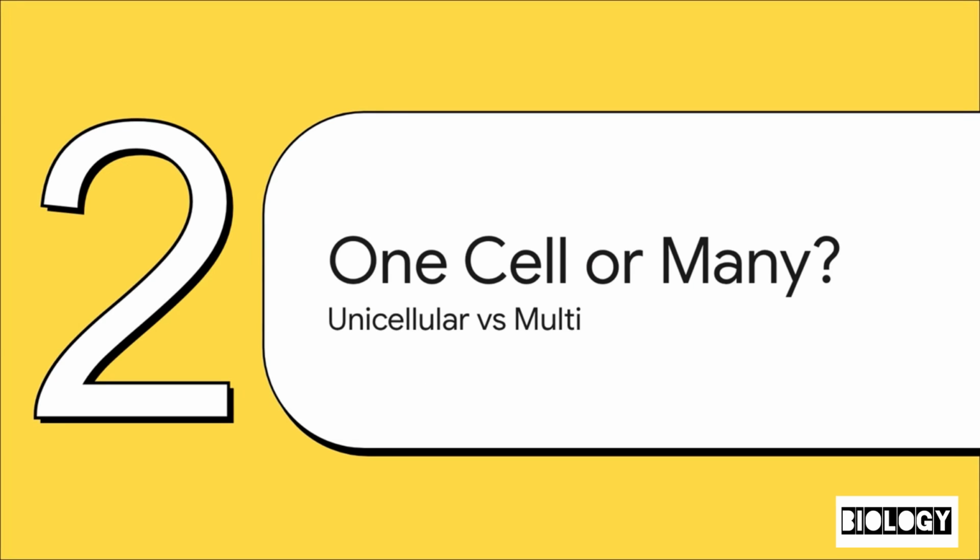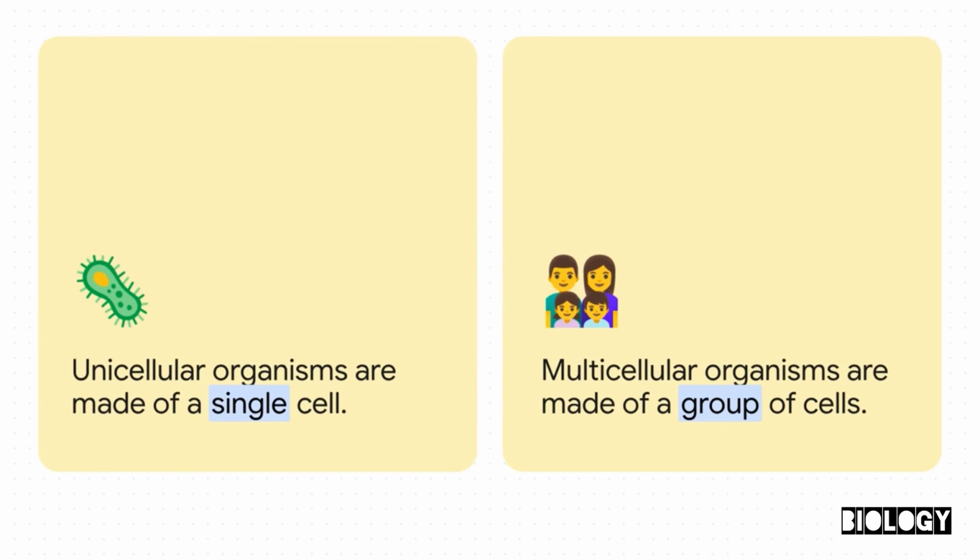But here's a question. Is everything made of so many cells? Not at all. Some organisms live their entire lives as just one single cell. And that brings us to our very next topic, unicellular versus multicellular organisms. This is actually quite simple, really. The prefix uni means one, so unicellular organisms are made of just a single cell. That one little cell does everything, eating, breathing, the whole shebang. And then multi means many. So multicellular organisms, like us, are made of tons of cells, where different groups of cells do different jobs.